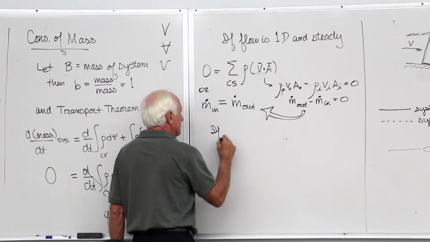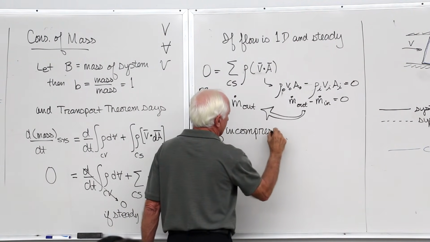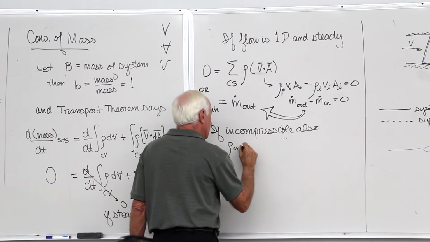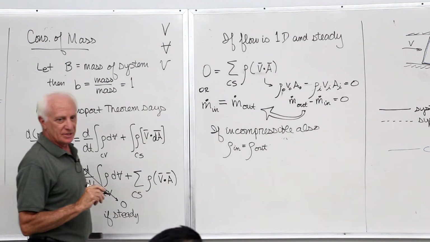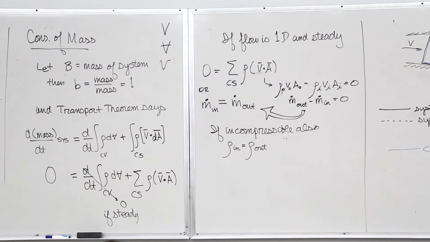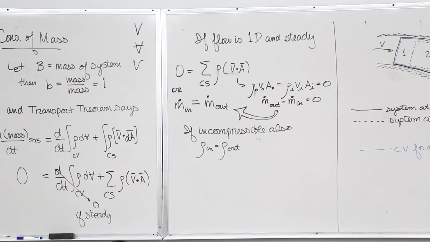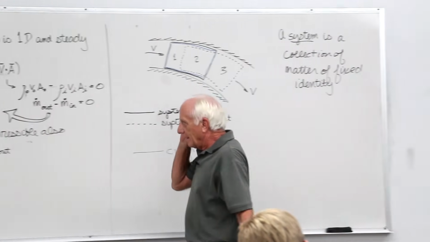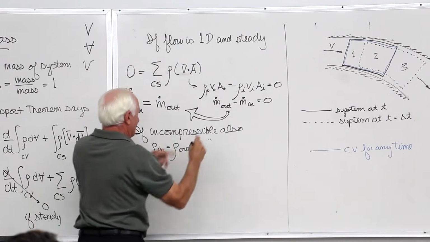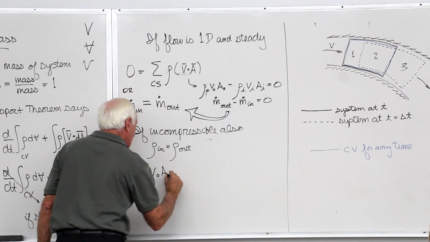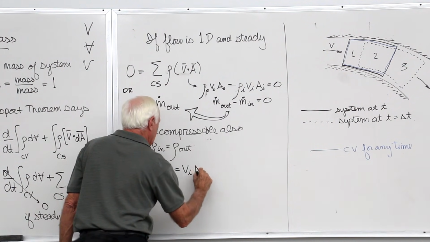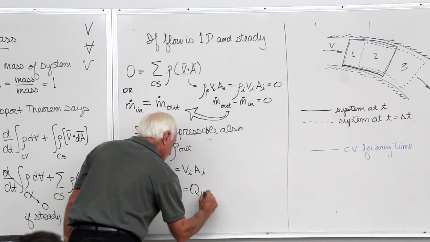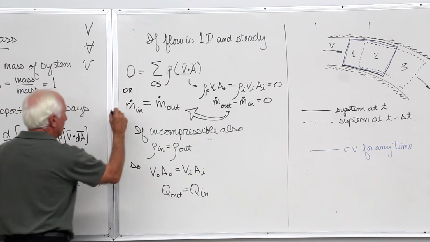Next step, if it's incompressible, also, besides being 1D and steady, rho in equal rho out for steady flow. So here we go. Cancel out the rhos. So V out, A out equal V in, A in. Q out equal Q in. Okay, box them in here.